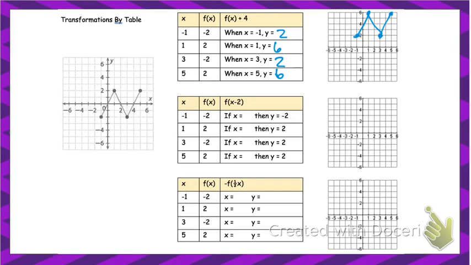When I connect those dots, I can see it's the same graph that has been shifted up 4. Now, it's a little bit different when we look at horizontal transformations. So for horizontal transformations, let's look at what's in the parentheses. That f of x right there, that's my y coordinate. So this is not affecting the y coordinate in any way.